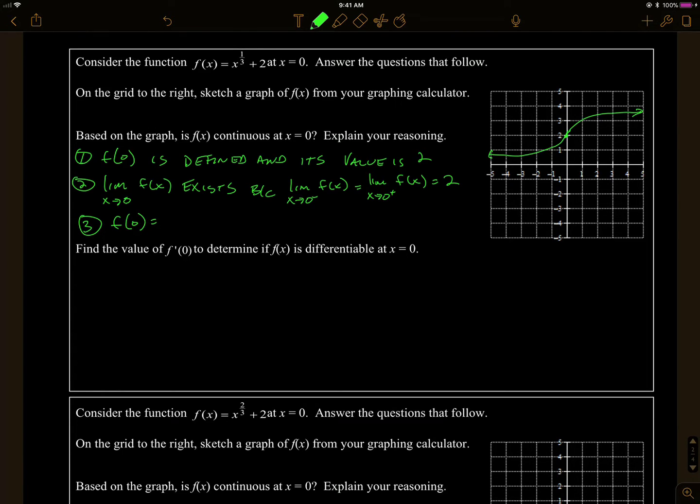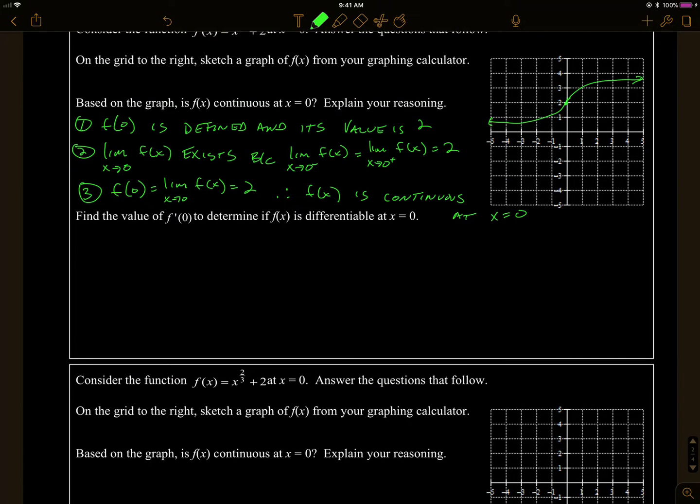So then criteria 3: is the function value equal to the limit as x approaches 0? So yes, the function at 0 is equal to the limit, which are both equal to 2. So therefore, the function is continuous at x equals 0. So again, good review of our continuity definition.